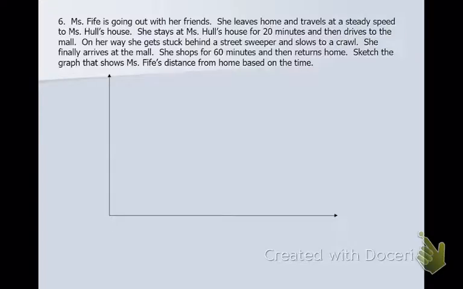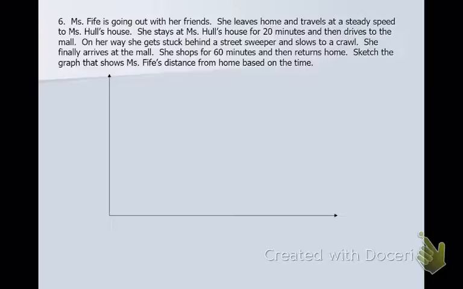All right, so what's your graph look like? So Mrs. Fife is going out with her friends. She leaves home and travels at a steady speed to Mrs. Hull's house. She stays at Mrs. Hull's house for 20 minutes and then drives to the mall. On her way, she gets stuck behind a street sweeper and slows to a crawl.